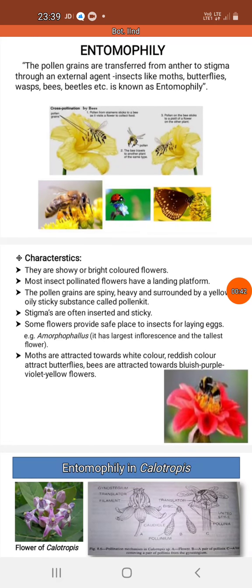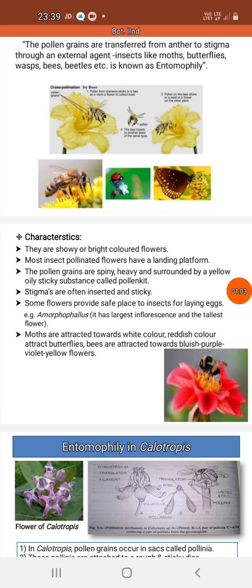The figure shows cross pollination which occurs with the help of bees. Bees are the external agent, so this pollination is known as entomophily. In the flower, first, pollen grains are attached to the legs of the bees, and when the bees travel to another flower on the pistil, these pollen grains get transferred to the other flower and pollination occurs.